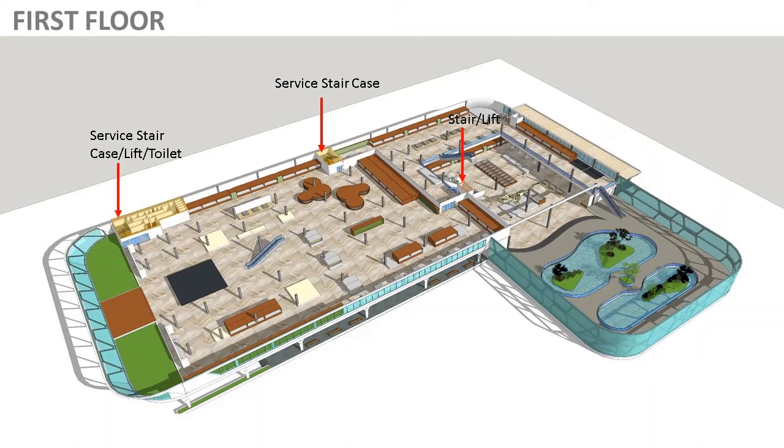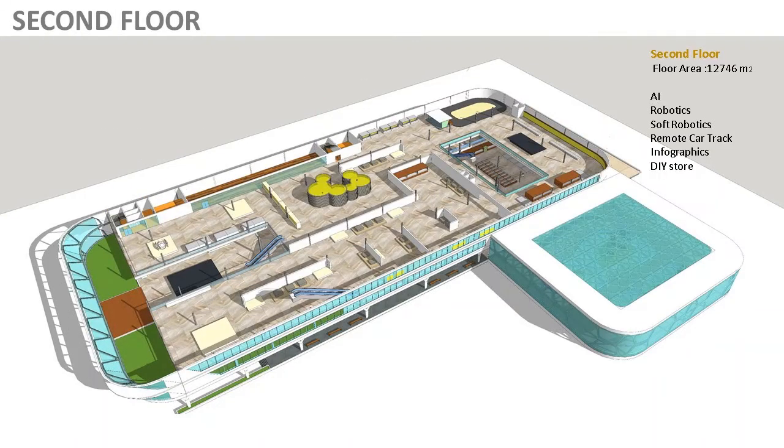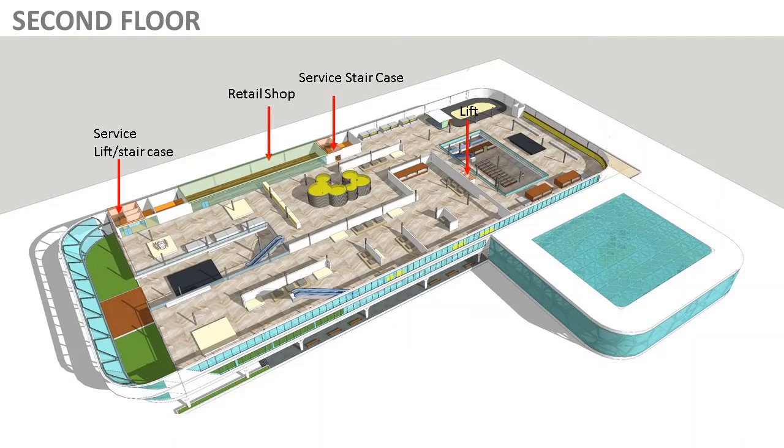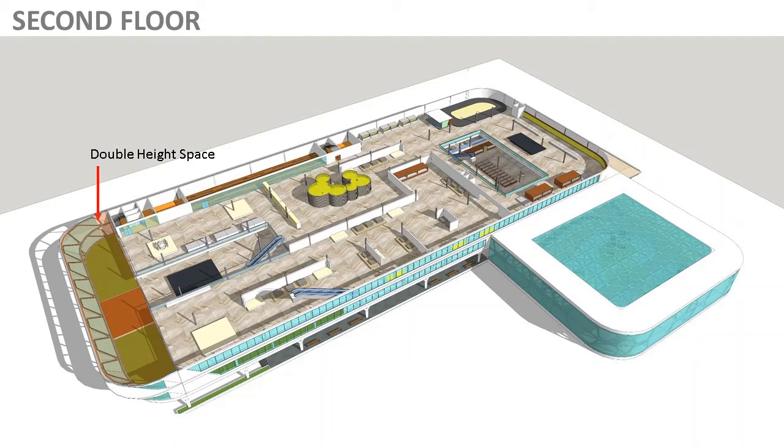The next slide shows the position of staircase and lift in the first floor and second floor. The highlighted violet area shows the exhibition hall. Next slide shows the position of lift and staircase, and there's a green highlighted area which shows the position of a retail shop where the visitors can access to buy commodities. Here there's a double height space which is highlighted in that red highlighted area.